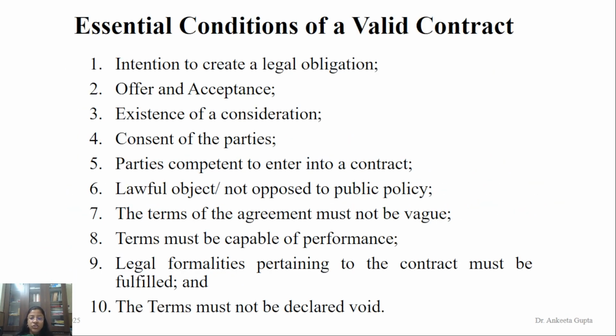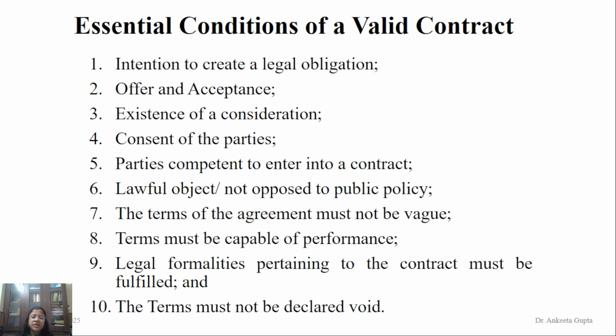So the essential conditions of a valid contract must include an intention to create a legal obligation, an offer and an acceptance, existence of consideration, consent of the parties, parties competent to enter into a contract, a lawful object, and terms not being vague but actually very specific. Terms must be capable of performance. It should not be that an agreement has been entered into saying, I'm going to find treasure by way of magic. This is a term that is not capable of performance.